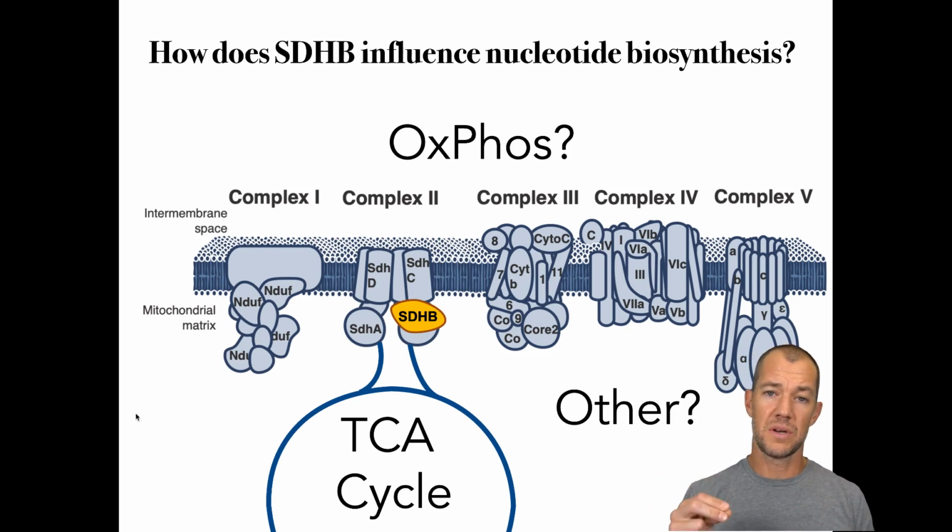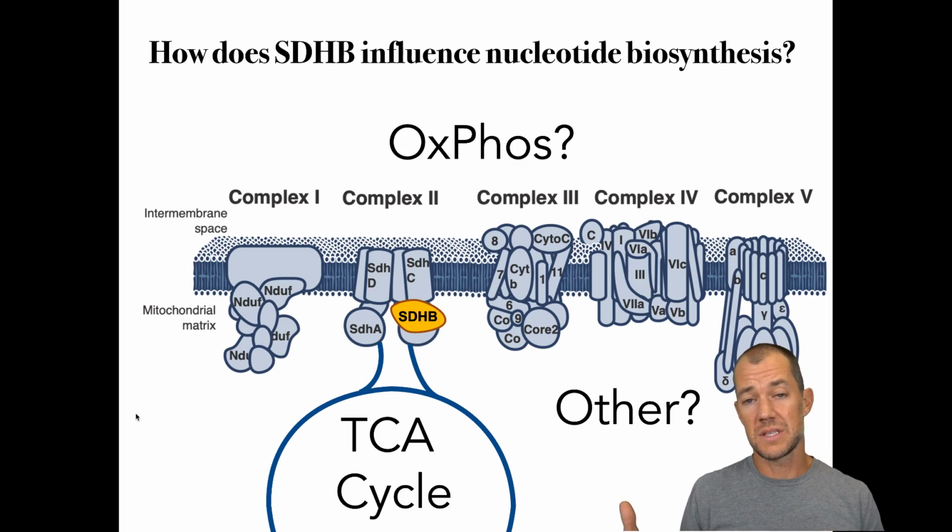So how does SDHB influence nucleotide biosynthesis? SDHB sits at this important nexus. It's got roles in oxidative phosphorylation. It's got roles in the TCA cycle. It also has other roles that we're trying to disentangle to understand how it's influencing nucleotide biosynthesis. So we don't yet have the answer, but we're working hard to try to understand this.